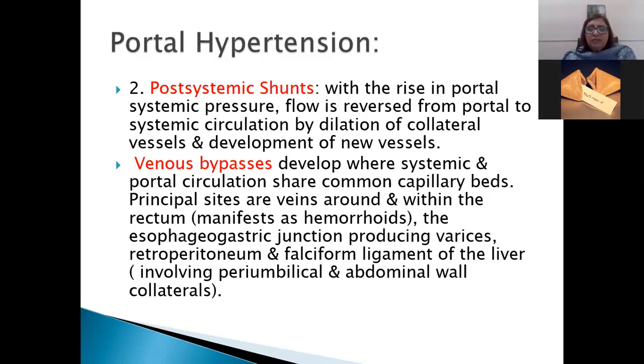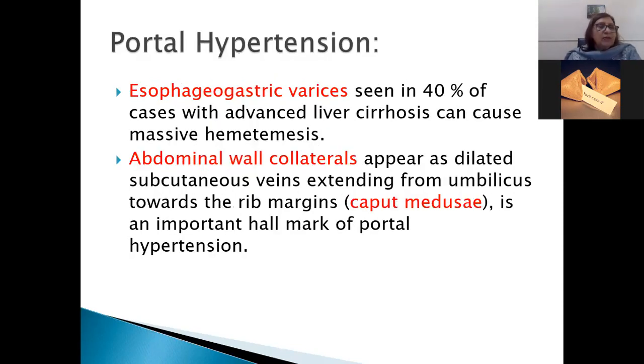Number two, at the esophageal junction, they can also develop varices. Varices can also develop in the retroperitoneum and at the falciform ligament of the liver. And these varices are mostly seen around the umbilicus and abdominal wall collaterals. Okay. Esophageal varices are seen in 40% of cases with advanced liver cirrhosis, and they can cause massive hematemesis. Hematemesis is blood in the vomit.